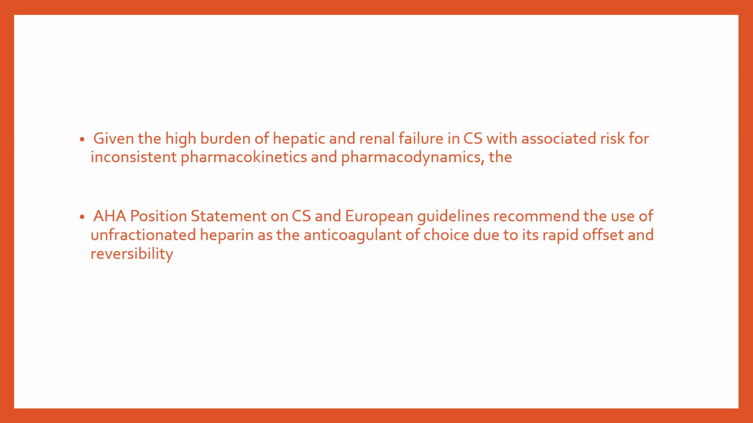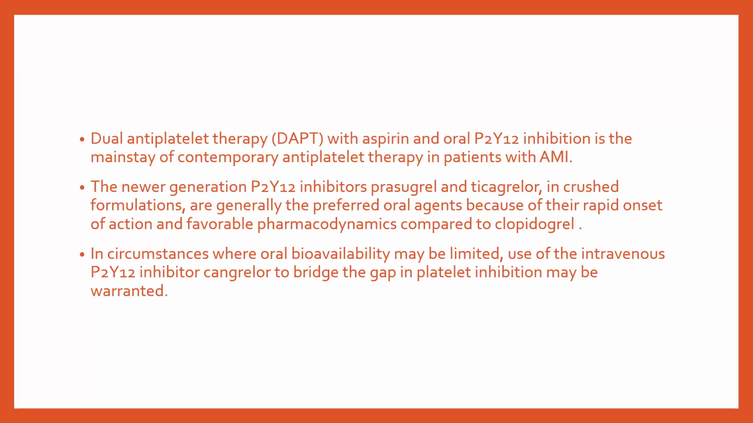So, given the high burden of hepatic and renal failure in cardiogenic shock, with associated risk for inconsistent pharmacokinetics and pharmacodynamics, the AHA position statement on cardiogenic shock and the European guideline recommend the use of unfractionated heparin as the anticoagulant of choice due to its rapid onset and reversibility. Dual antiplatelet therapy with aspirin and an oral P2Y12 inhibitor is the mainstay of contemporary antiplatelet therapy in patients with acute myocardial infarction. The newer generation P2Y12 inhibitors like prasugrel and ticagrelor in crushed formulation are generally the preferred oral agents because of their rapid onset of action and favorable pharmacodynamics compared to clopidogrel.